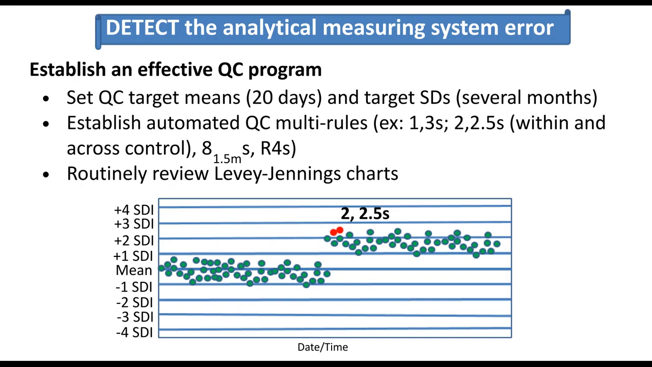To quickly detect an analytical measuring system error, an effective QC program needs to be established. The QC target means and SDs should be established using an adequate amount of data. The CLSI C24 document recommends analyzing new lots of QC for at least 20 days to establish a target mean for a new lot of QC material.